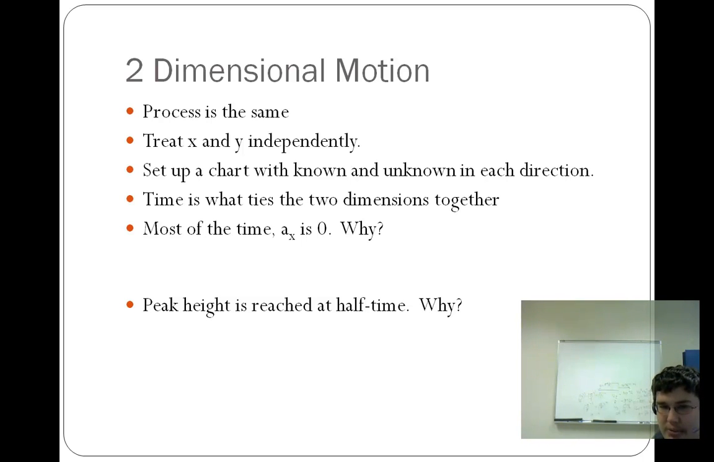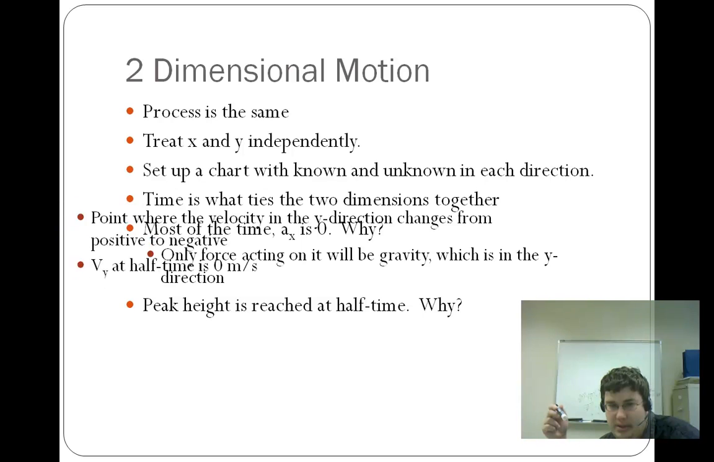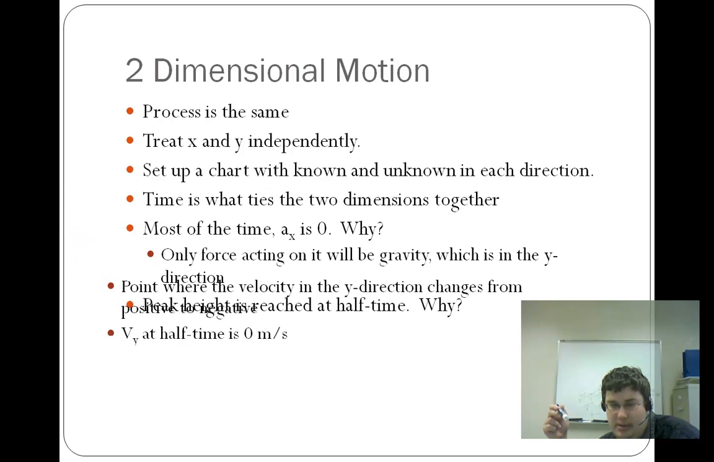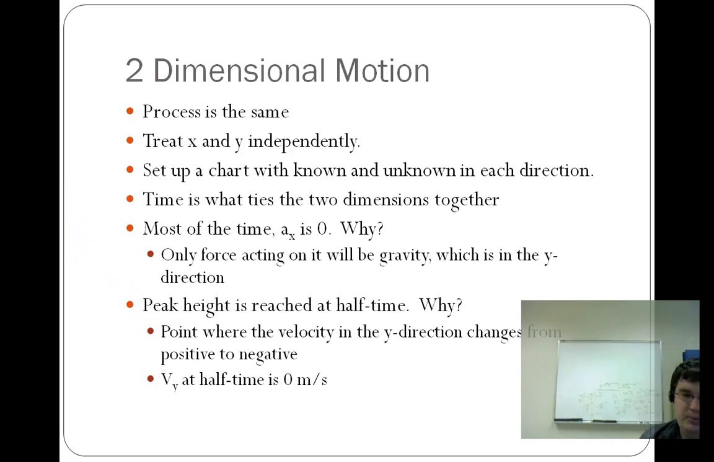Now, I like two-dimensional motion problems for the reason that acceleration in the X, that's what this AX here means, is typically 0. Now, why is that? Well, if I throw something, assuming that we're not going to count air resistance, once I throw it, what's the only thing acting on it? Well, the only thing acting on it is gravity. Does gravity work in the X? No. That's why we say the only force acting on it will be gravity, which is in the Y.